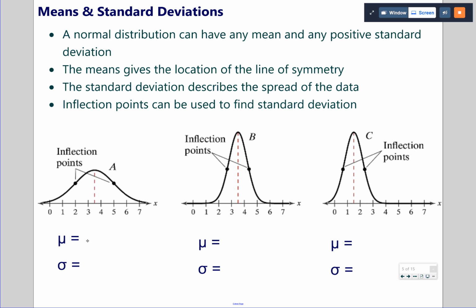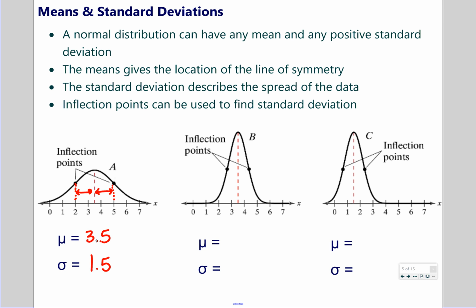3.5. Okay, and they've drawn in the inflection point here, so you can just drop it down to your axis. The distance between the mean and where that inflection point came down is going to give you your standard deviation. So you can look on either side of the mean here, on the left or the right. So approximately, what's the standard deviation here? About 1.5. Yep. Okay. All right, what about the one in the middle? What is the mean?